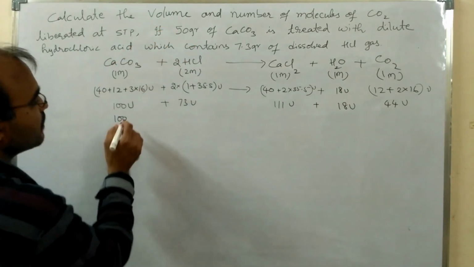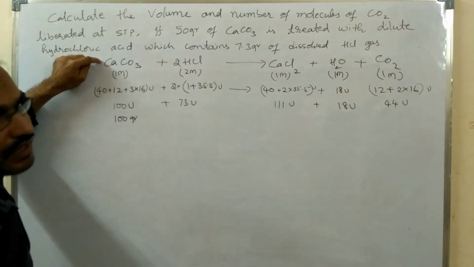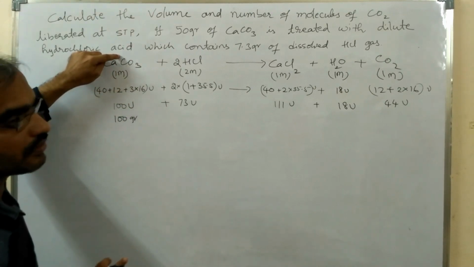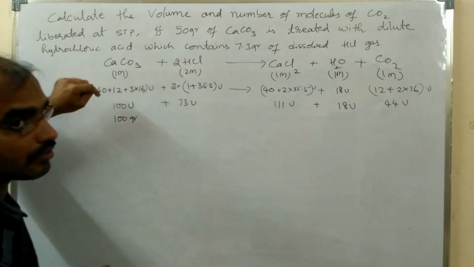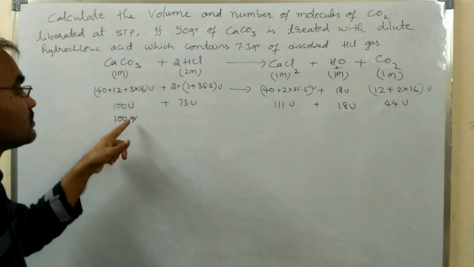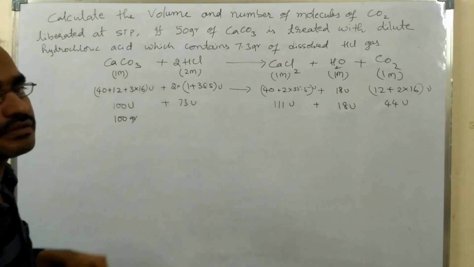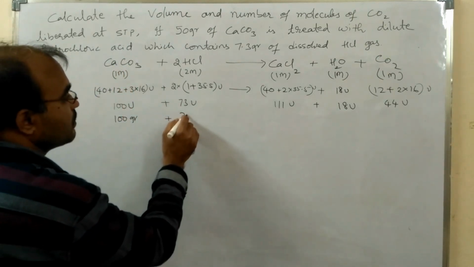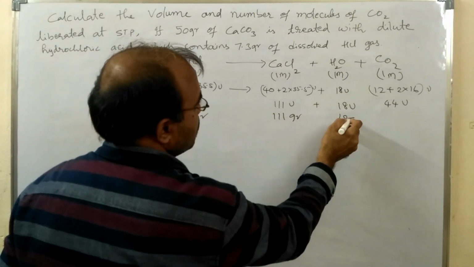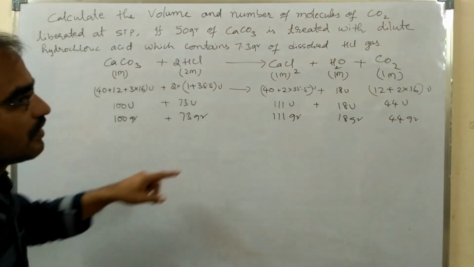Instead of that, if you write grams, it will be the mass of 1 mole of calcium carbonate. If you write 100 u, this is 1 formula unit. If you write 100 grams, this is 1 mole. 1 mole contains 6.023 into 10 power 23 particles, whereas here only 1 particle. So similarly, 73 grams, 111 grams, 18 grams, 44 grams, interpret in the same way for everything.